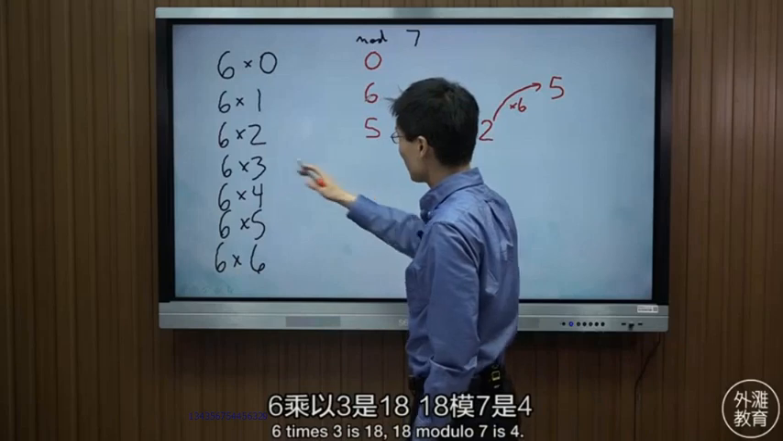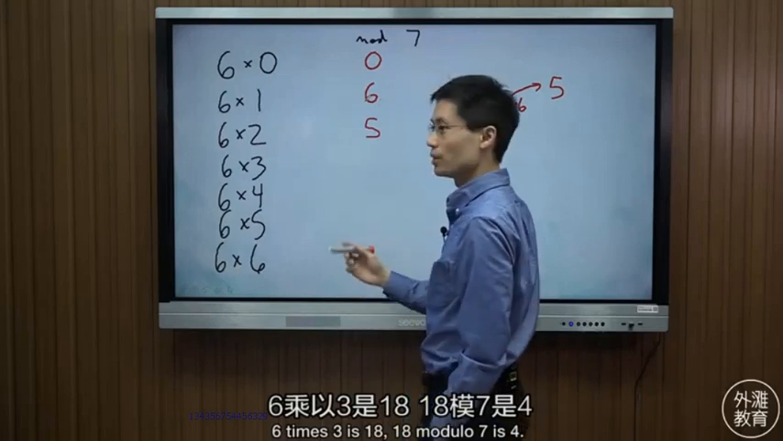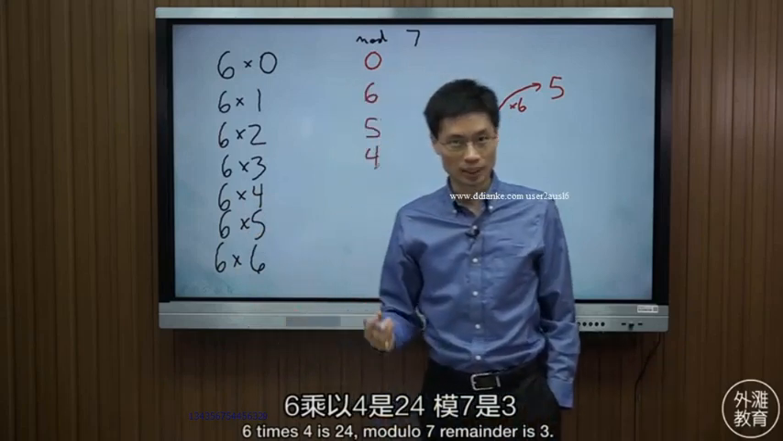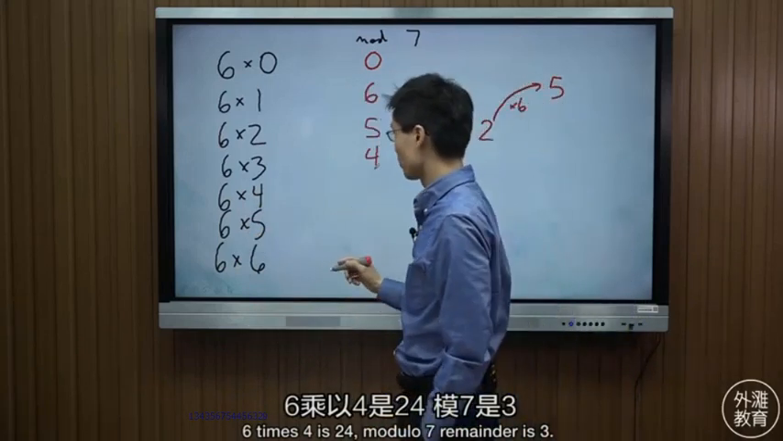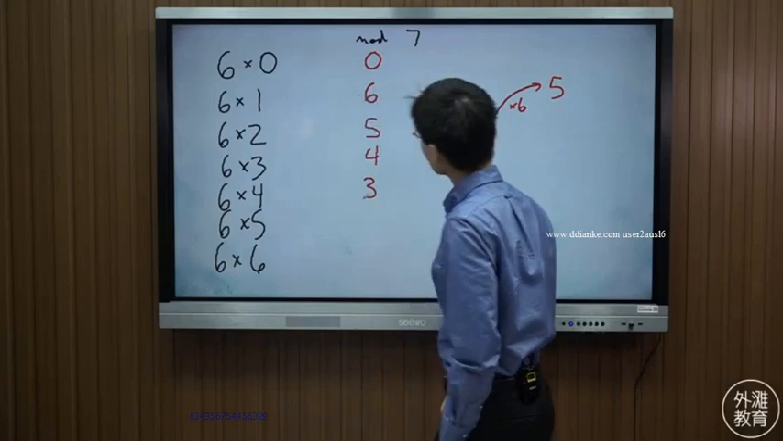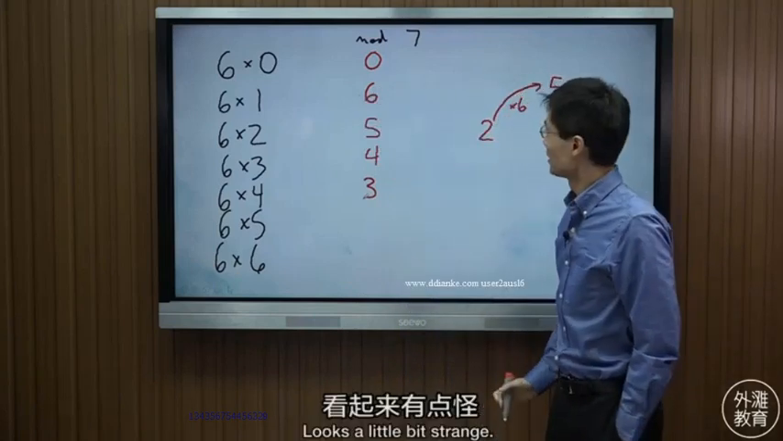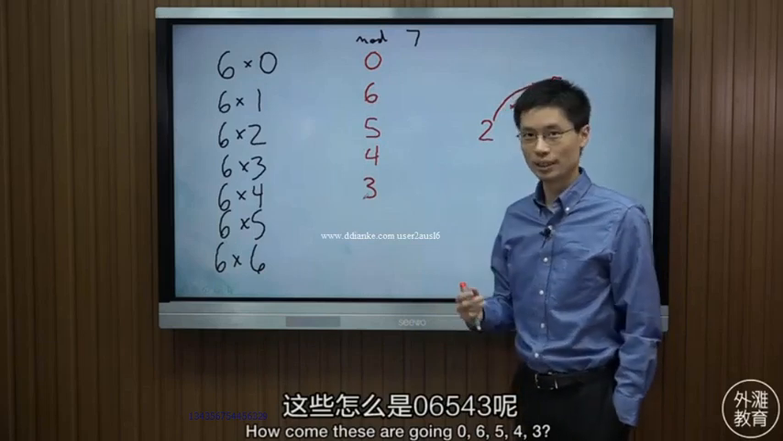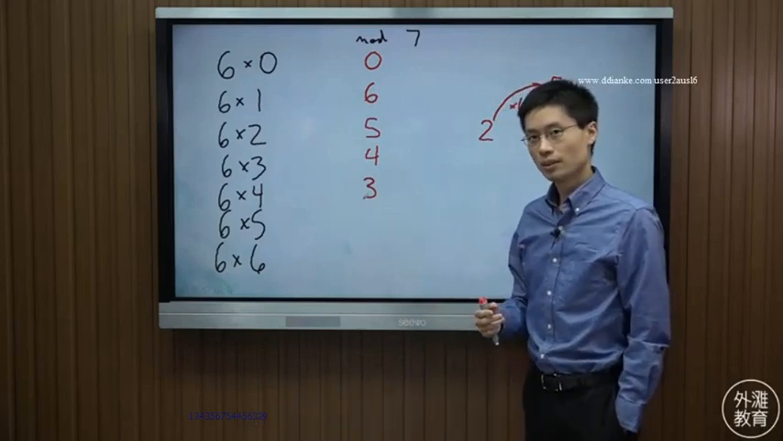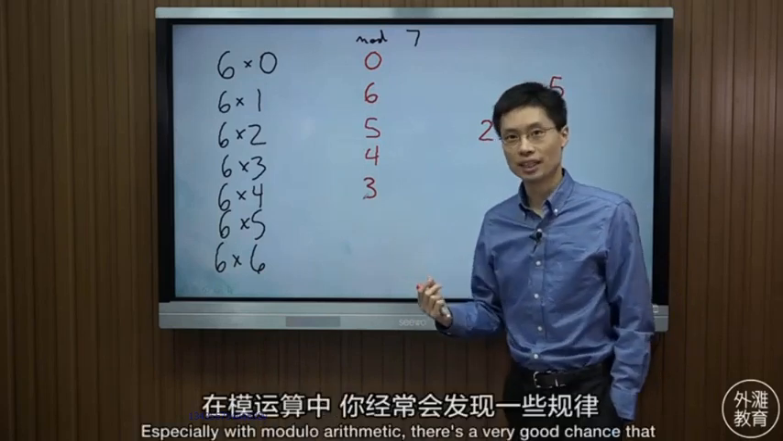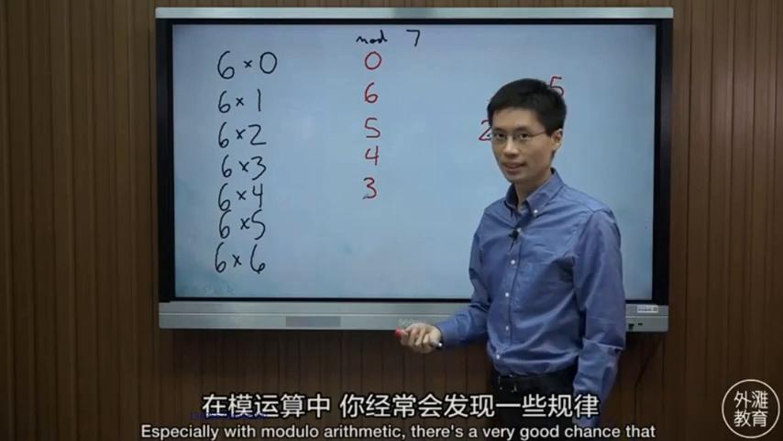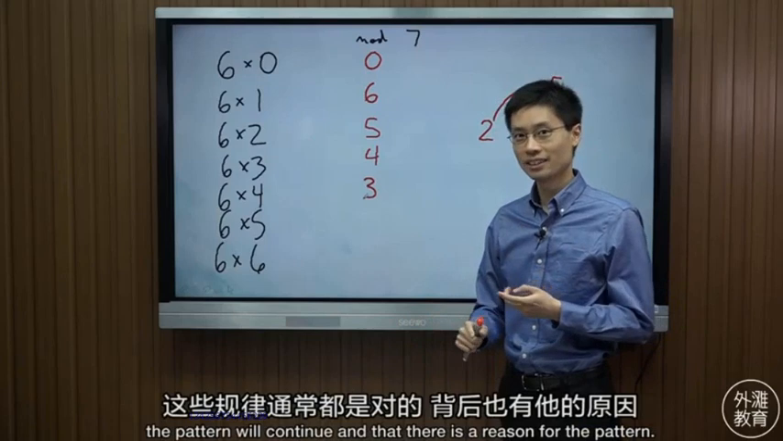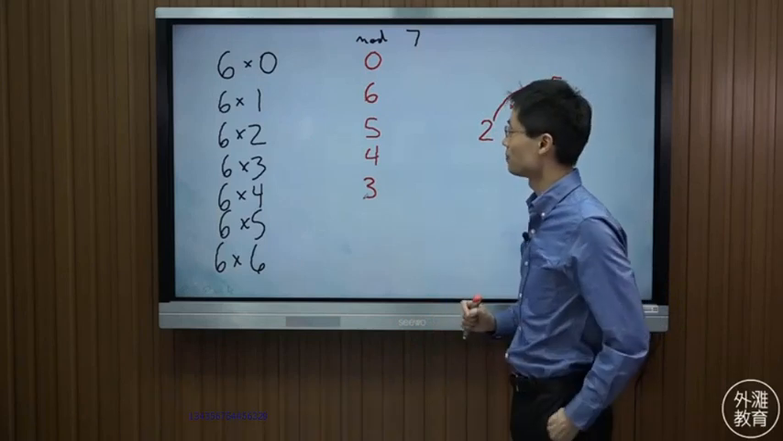6 times 3 is 18. 18 modulo 7 is 4. 6 times 4 is 24. Modulo 7, remainder is 3. Looks a little bit strange. How come these are going 0, 6, 5, 4, 3? If you see a pattern, especially with modular arithmetic, there's a very good chance that the pattern will continue and that there's a reason for the pattern.